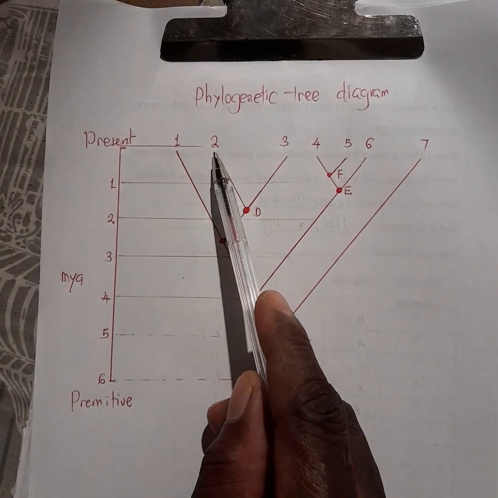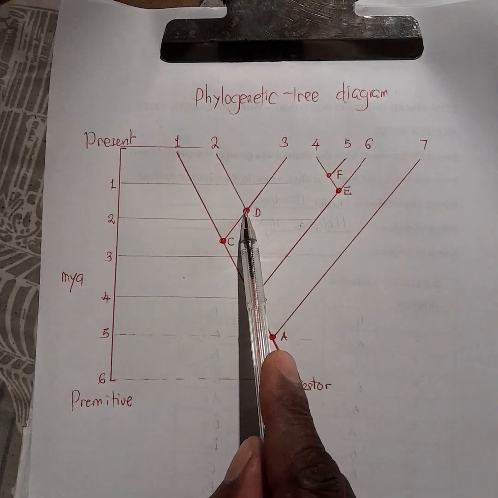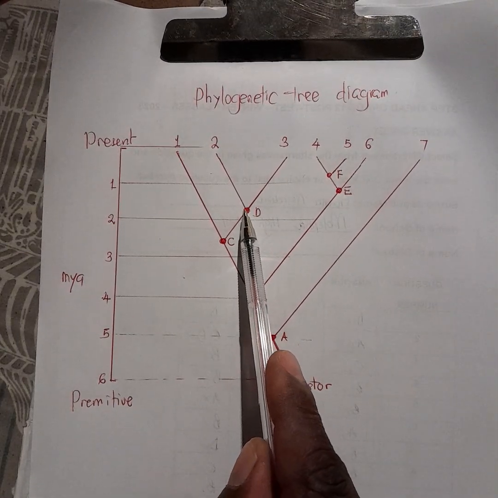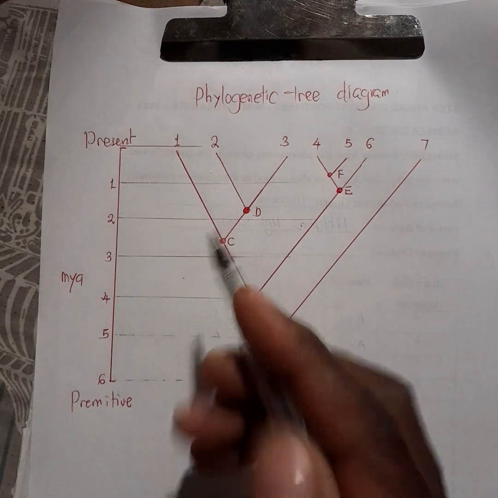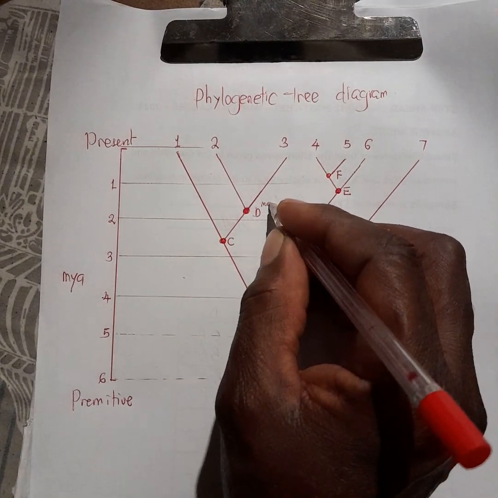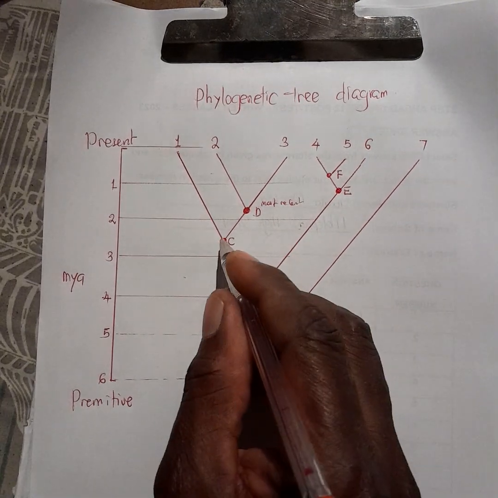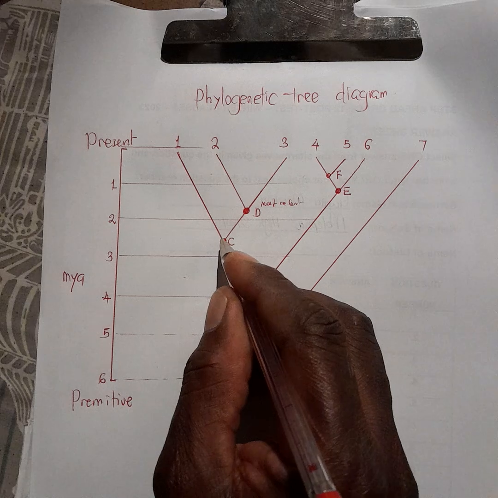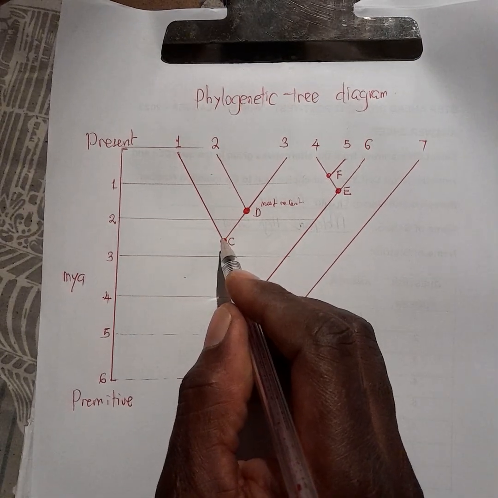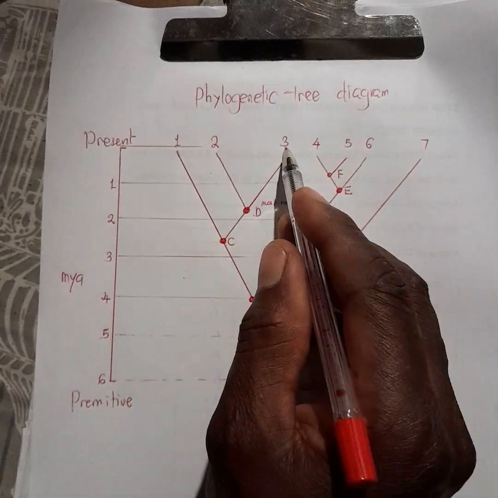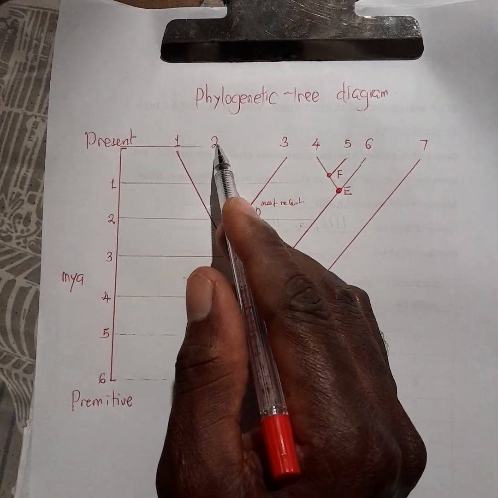Now here you have to go back to where speciation took place. So speciation took place at D. So D is the common ancestor of 2 and 3, which is the most recent. So this one here is more recent than C. C is the most recent common ancestor for 1, 2, and 3. But who is much closer to number 2?